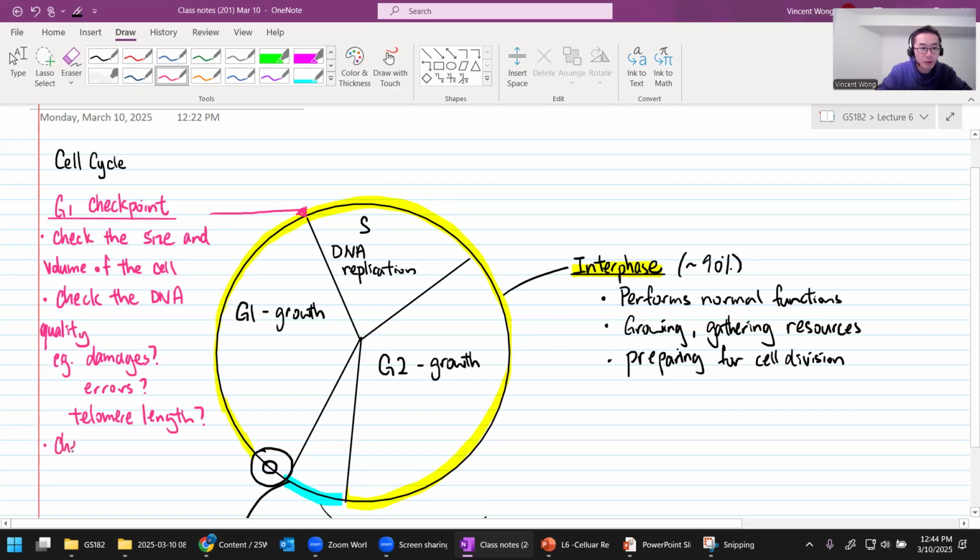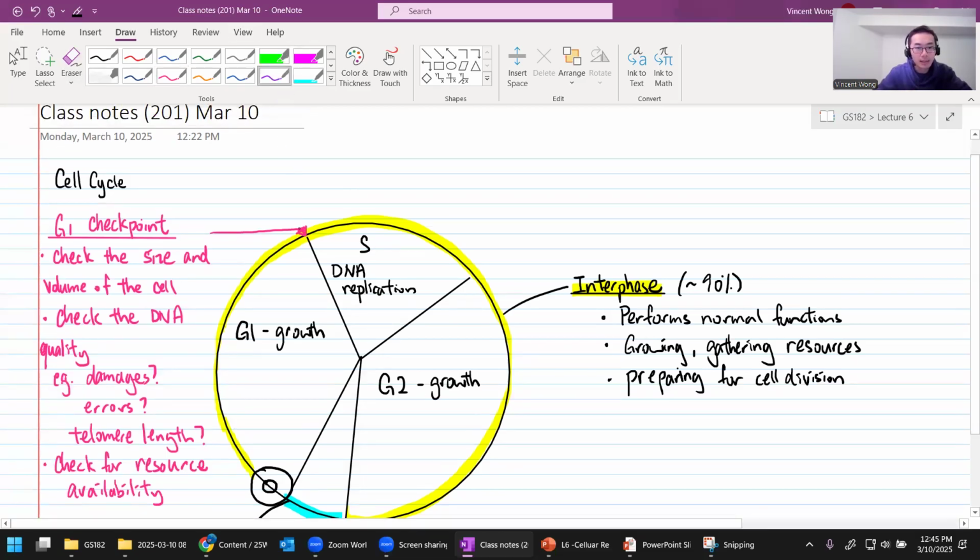You should also check for resource availability. Do you have enough ATP? Do you have enough nucleotides to build the new DNA? We're talking about billions of base pairs. Do you have enough of those nucleotides floating around? All right, so you got to check all these things. If the answer is yes, like everything is okay, no damage, no error, so on and so forth, then the cell is going to be allowed to move on to the next part.